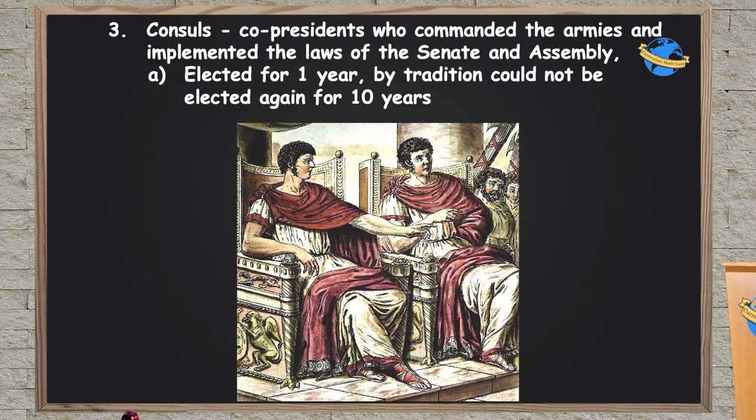Then there were the councils, who were like the co-presidents who commanded the armies of Rome and implemented the laws of the Senate and the assembly. They were elected by the assembly, or one of the assemblies. I'm not going to go into the details of all the different assemblies the Romans had. Just know that one of the assemblies elected the councils. They served for 1 year, and by tradition, they could not be elected again for another 10 years. This is to prevent them from becoming kings.